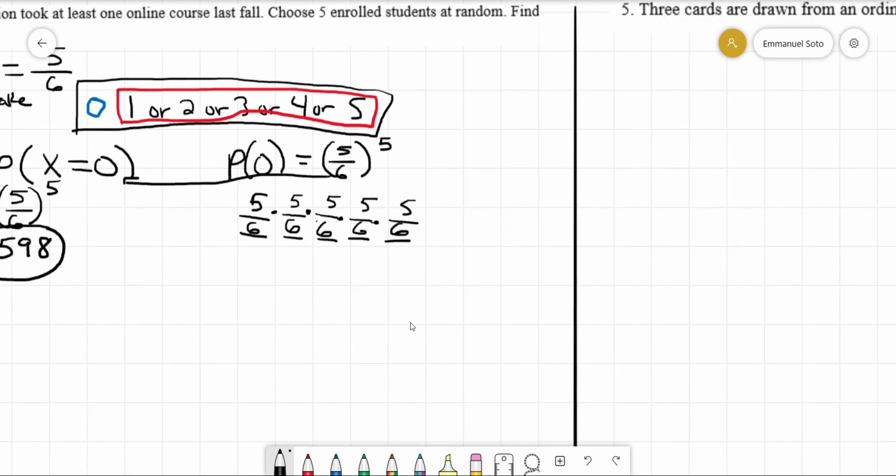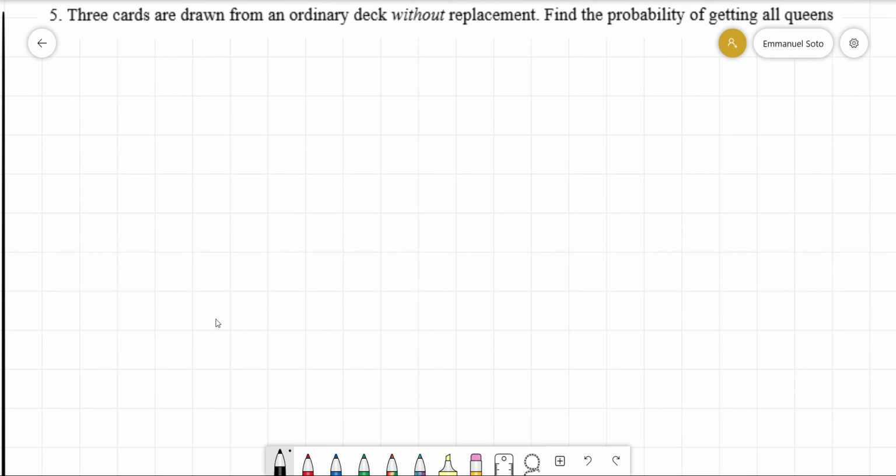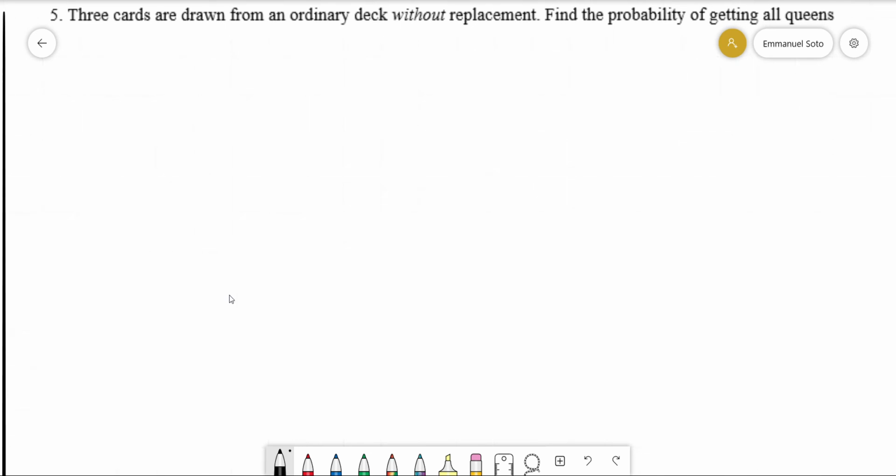Now let's go ahead and look at number 5. So we have 3 cards being drawn without replacement. Find the probability of getting all queens. So we have 3 cards drawn and we are not replacing them. So we have essentially 3 slots and there are 4 queens only.